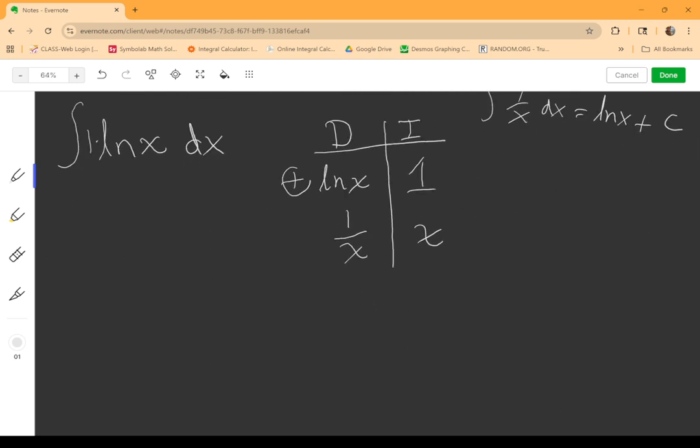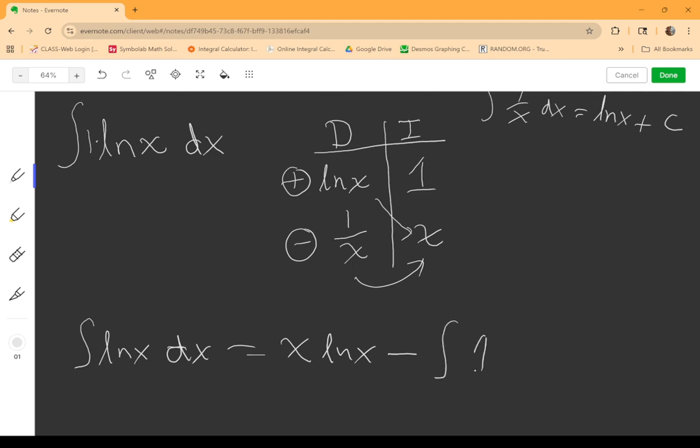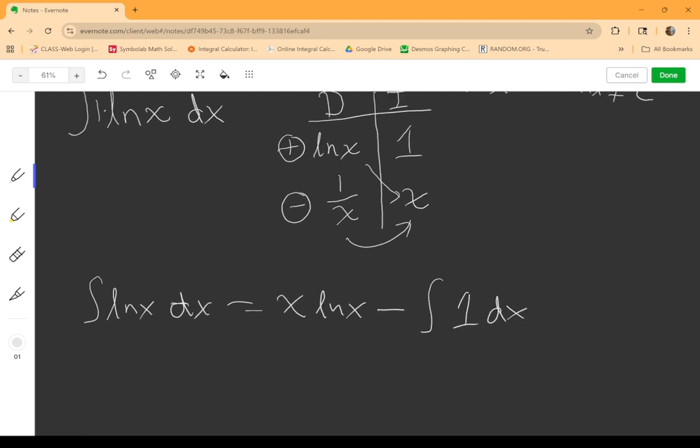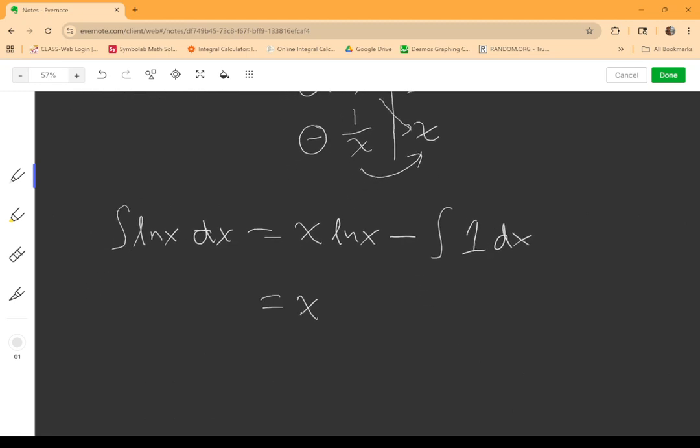The reason I stop there, even though it's not 0 and I'm not repeating, is that the resulting integral is a basic one, a pretty straightforward one. So if I do that, the integral of ln of x dx becomes x ln of x minus the integral of 1 over x times x, which is just 1. Then this becomes x ln of x minus x, since the integral of 1 is just x. And as always, don't forget the plus c.